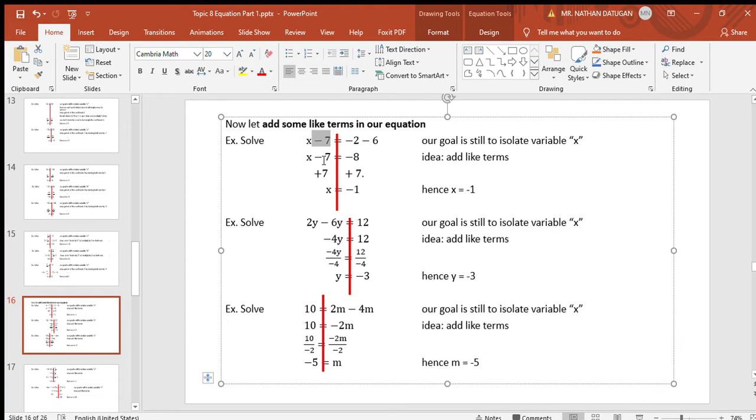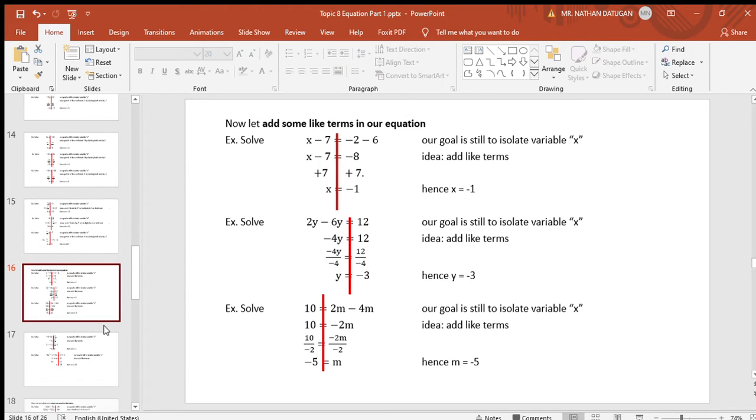Now we simply do what we did previously with the property of equality. We want to get rid of that negative 7. So we add 7 on both sides. x minus 7 plus 7 is x. And negative 8 plus 7 is negative 1. So our answer is x is equal to negative 1.